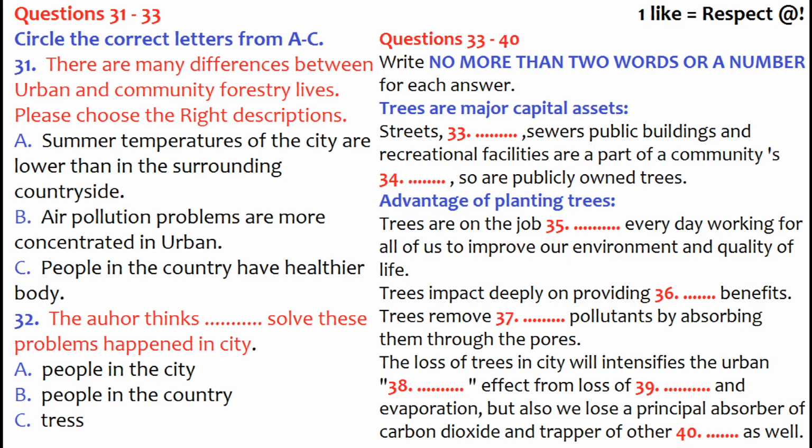The loss of trees in our urban areas not only intensifies the urban heat island effect from loss of shade and evaporation, but we also lose a principal absorber of carbon dioxide and trapper of other air pollutants as well.